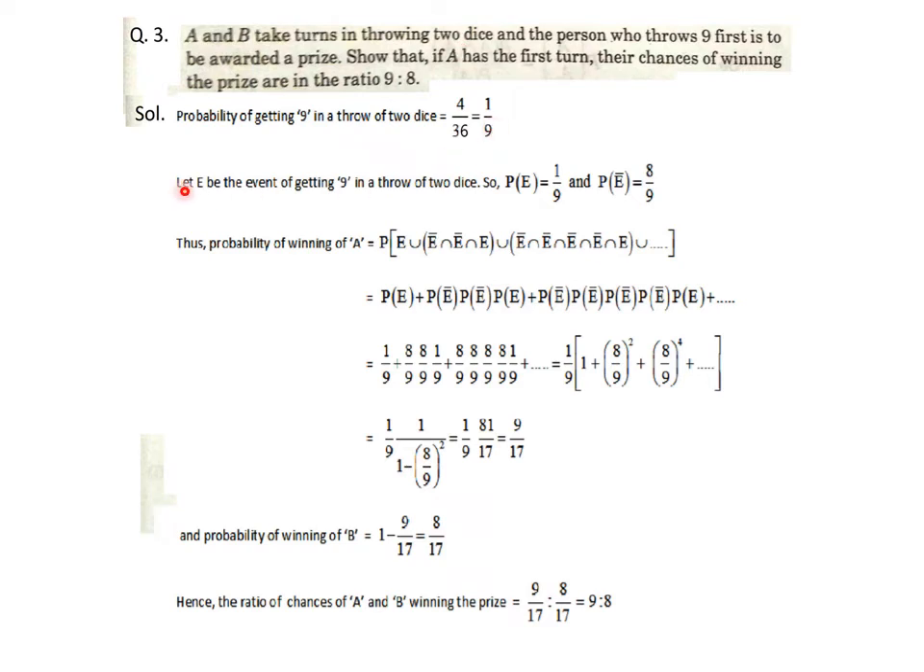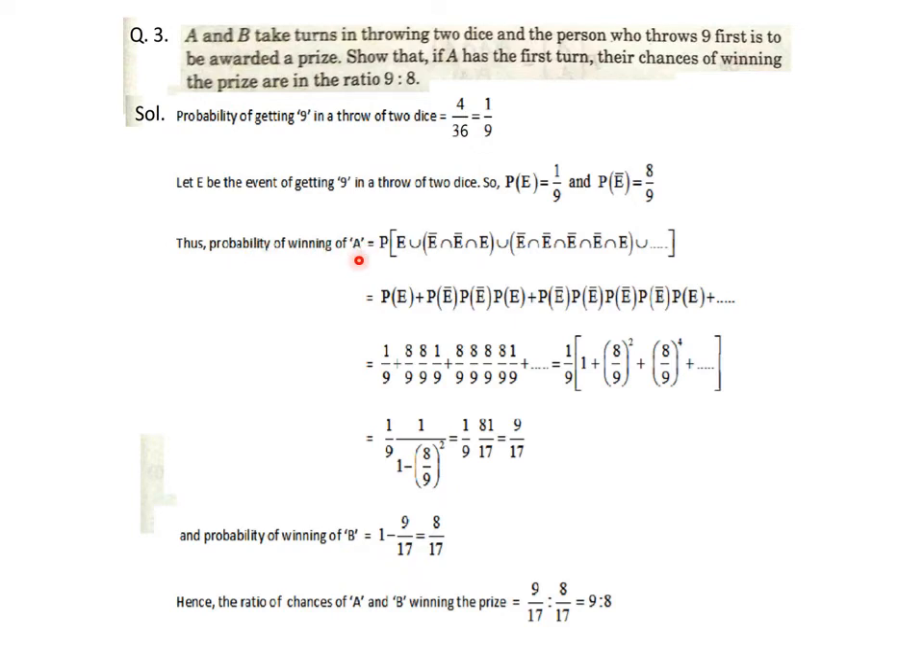Let E be the event of getting 9 in a throw of 2 dice. So we can say P(E) is equal to 1 upon 9, and if it's not happening, P(E bar) is 1 minus 1 by 9, that is 8 upon 9. Why we use this, we will see in the next step. Probability of winning of A.